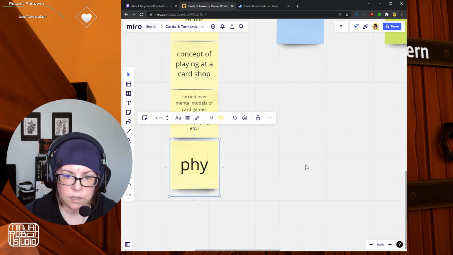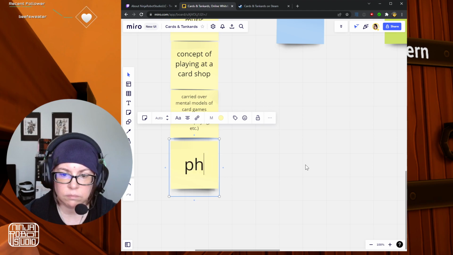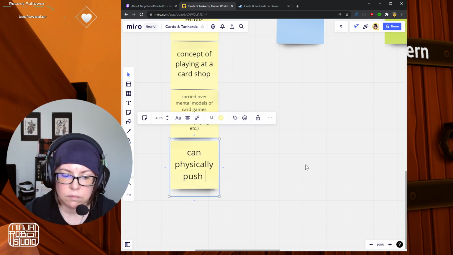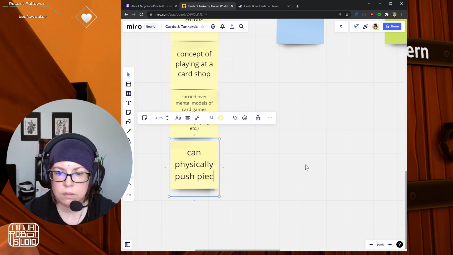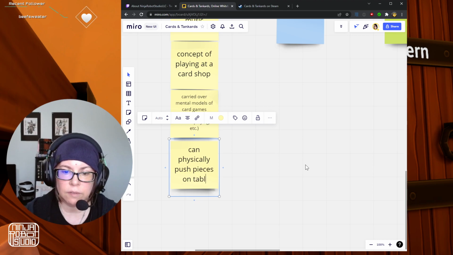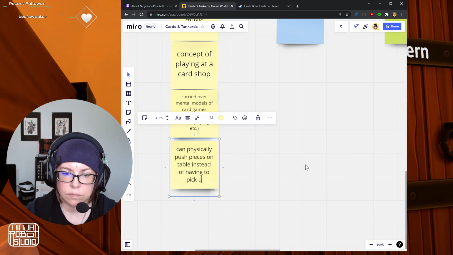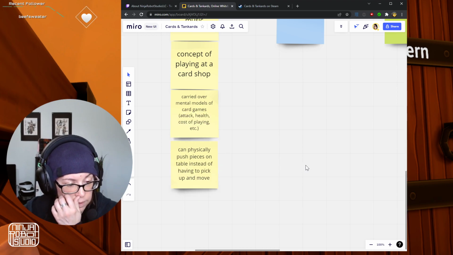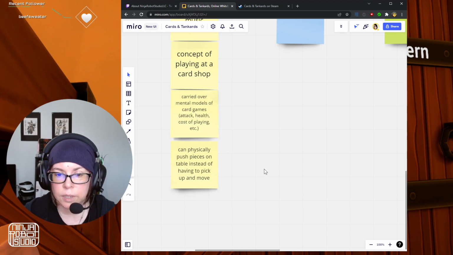I like that you can physically push the pieces on the table instead of having to pick it up. That was a nice touch because you can do that in real life, so why not in here?